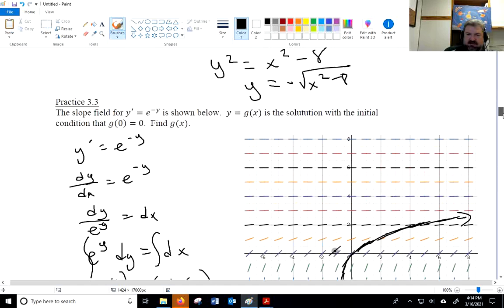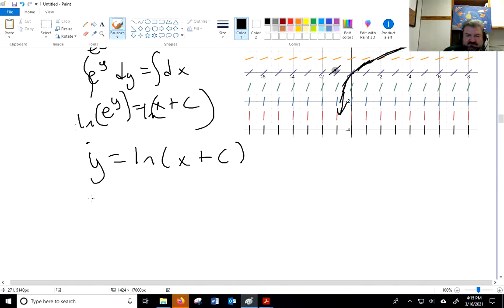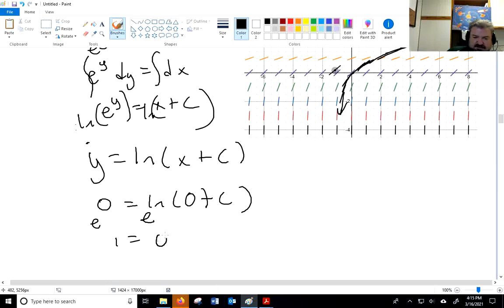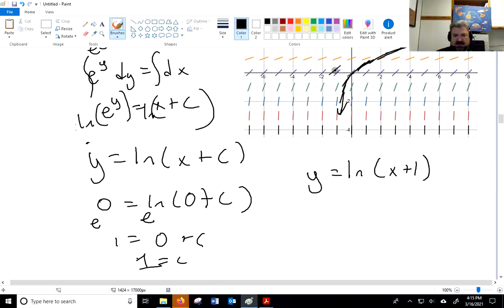Now we were told that g of 0 equals 0. So 0 for y and 0 for x. So the natural log of what is equal to 0? Well, that's the natural log of 1. But we could solve this doing algebraic stuff. Put e to the both sides. e to the 0 is 1. So 1 is equal to 0 plus c. So either way you slice it, c is equal to 1. So our equation is y is equal to the natural log of x plus 1. And that is it for this lesson.